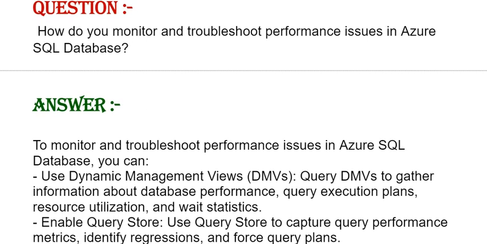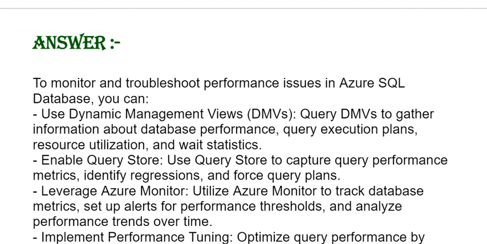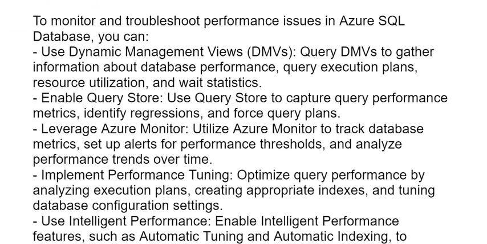use dynamic management views, DMVs. Query DMVs to gather information about database performance, query execution plans, resource utilization and wait statistics. The second one is enable Query Store. Use Query Store to capture query performance metrics, identify regressions and force query plans.